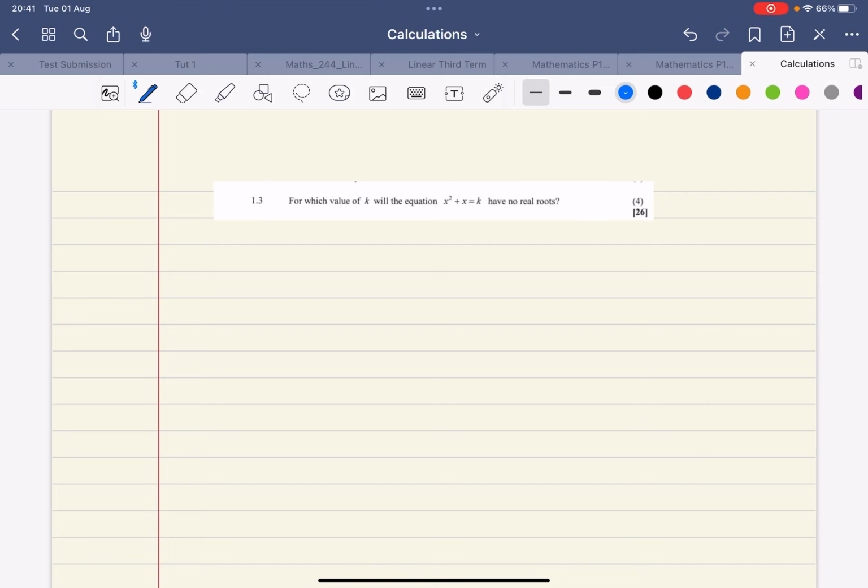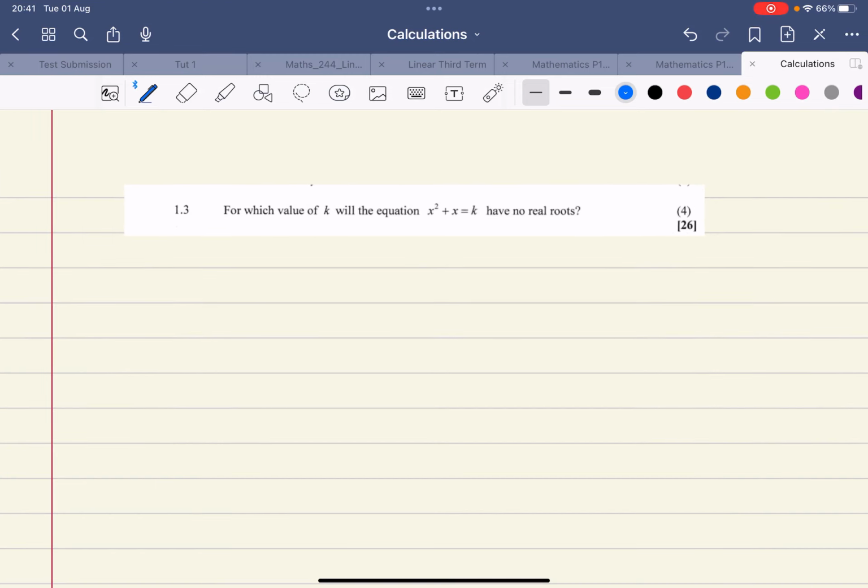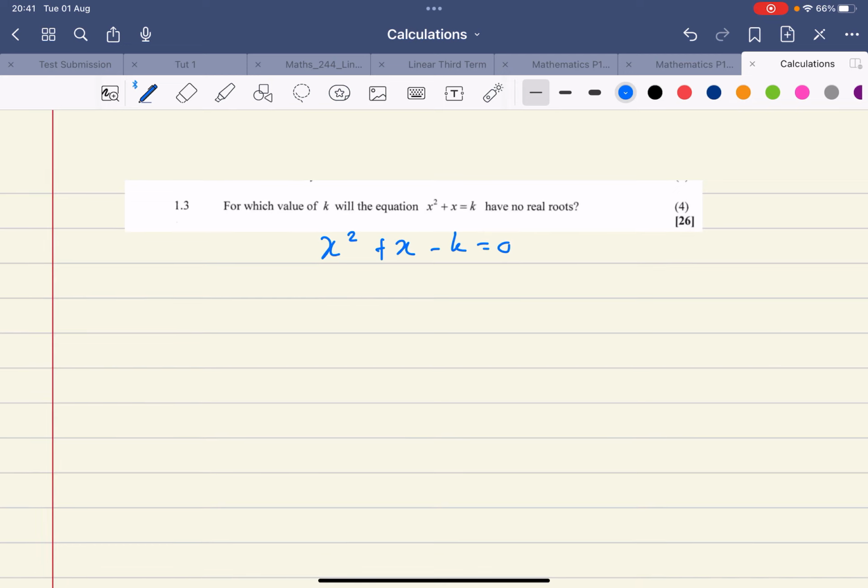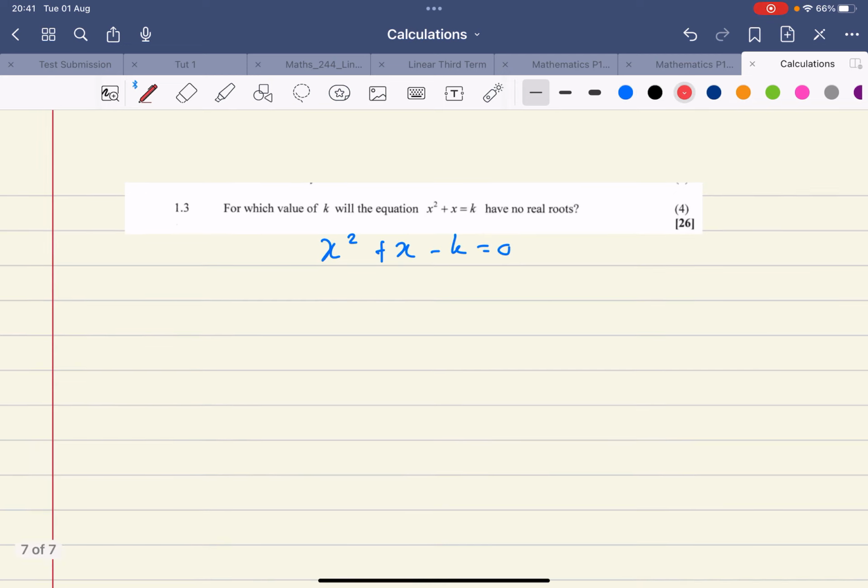Right, this is everyone's favorite type of question. It says, for which value of k will the equation x squared plus x equal k have no real roots? So the first thing I'm going to do is rewrite this as x squared plus x minus k is equal to 0. And the reason I'm going to do that is to just give you a little visual representation. We can now see that this is a quadratic.